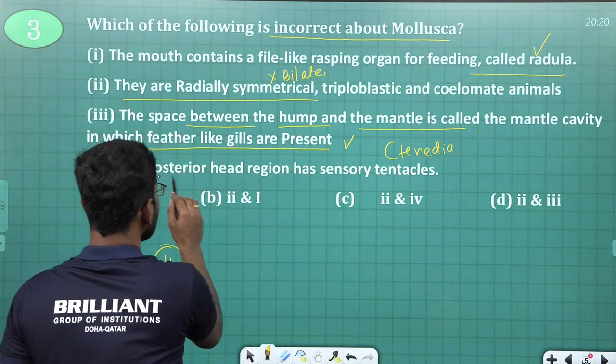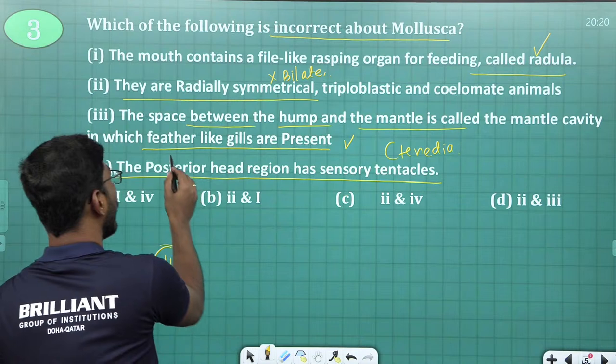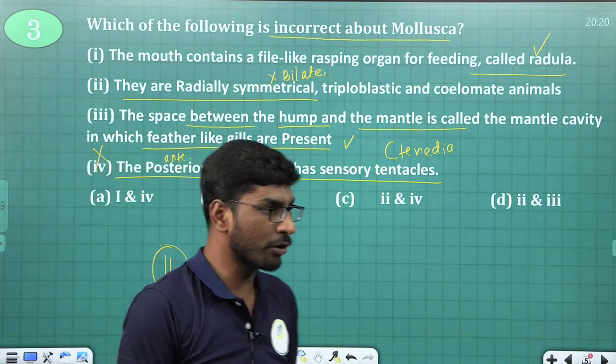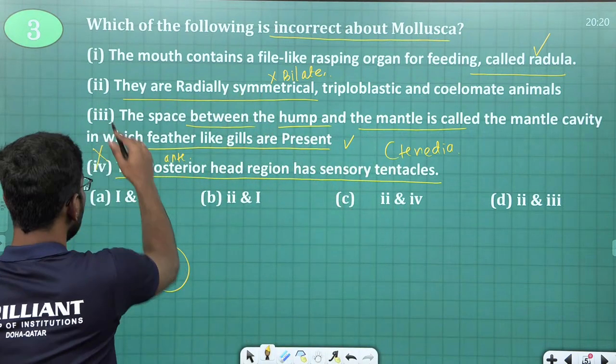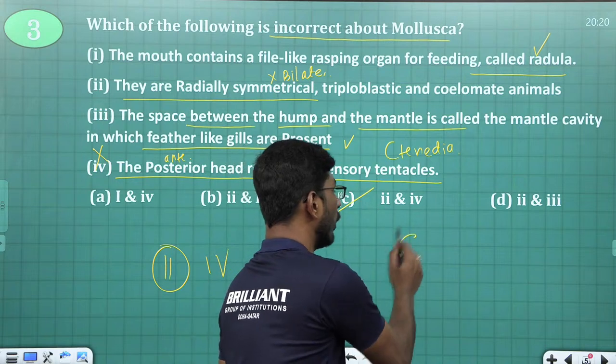Statement correct. Posterior end region has a sensory tentacle. Sensory tentacle is always anterior, beta. It is not posterior. This is also a wrong statement. So how many statements are incorrect? According to the question, statements 2 and 4 are wrong. So the answer is what? 2 and 4, option C.